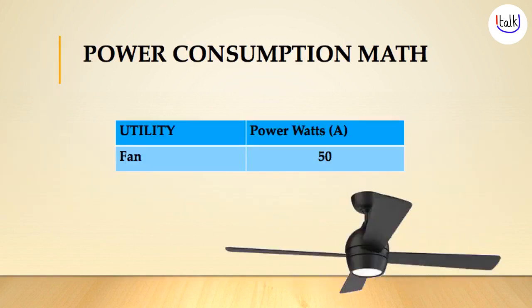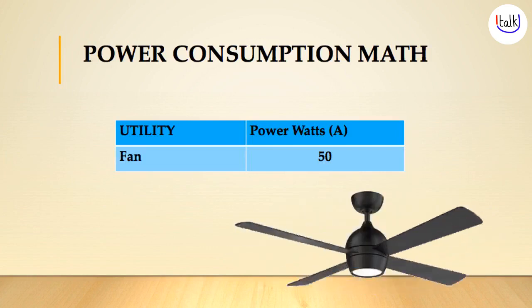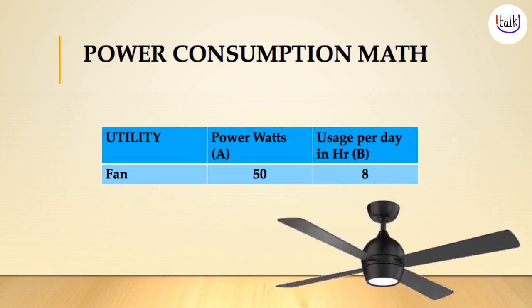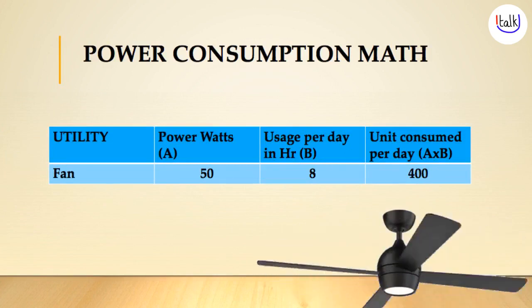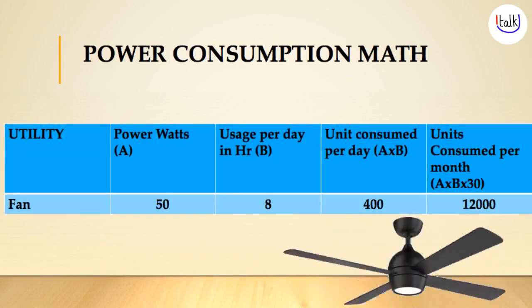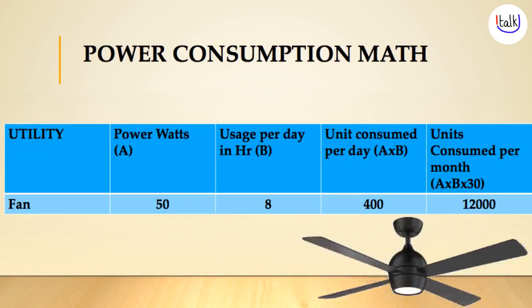Next is the fan, and say the power rating is 50 watts. Assuming that we use the fan 8 hours a day, it results to 400 watt hour consumed per day, and the monthly consumption is going to be 12,000 watt hour.